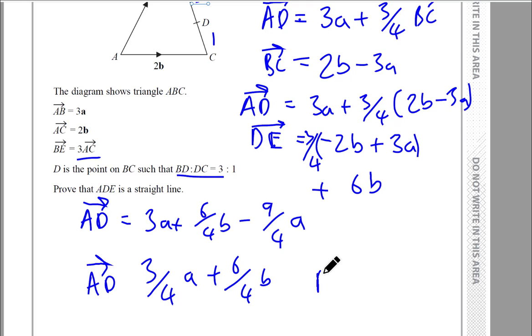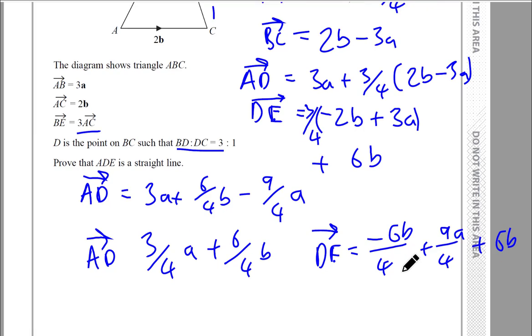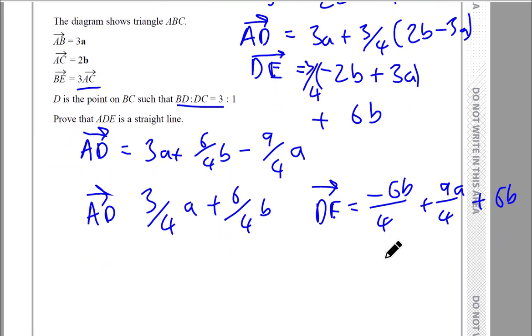Right, now let's do DE. We've got minus 6 over 4B plus 9 over 4A plus 6B. 6B times that by 4, that's 24 over 4B minus 6B is 18 over 4B plus 9 over 4A.